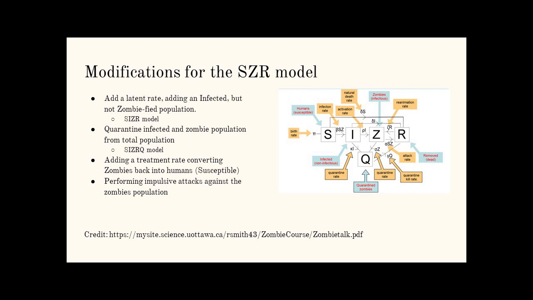There can be a quarantine population of zombies and infected people who are laid to rest and put into the removed population. This is known as the SIZQR model, as shown on the right. Like the SIR model, we can add a treatment rate that can convert zombies back into humans. And one further modification is performing impulsive attacks against zombies, which would drastically reduce the population in a short time. For more detail about the SIR model, check out the credit source for these slides.